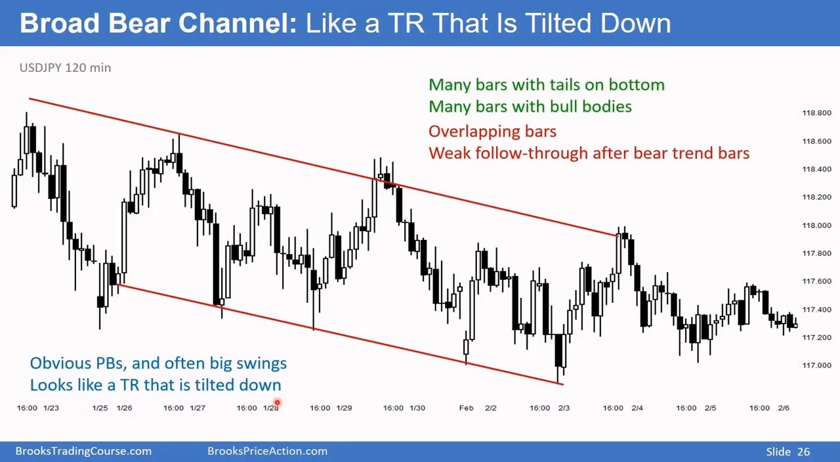Obvious pullbacks. Bear trend, but the pullback is very strong. In fact, it's a swing up. Again, it looks like a trading range that's tilted slightly down.